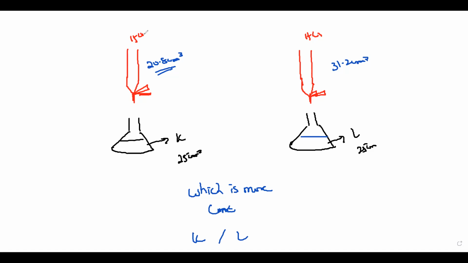We know the same type of hydrochloric acid is used in both experiments, experiment 1 and experiment 2. The only difference is that solutions K and L are different. So the correct answer is L. L is more concentrated because L needs more hydrochloric acid for a complete reaction as compared to K.